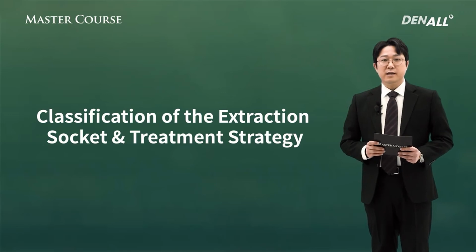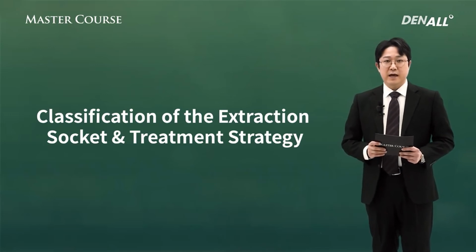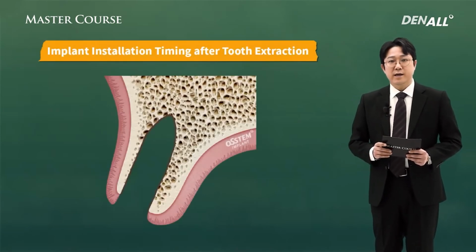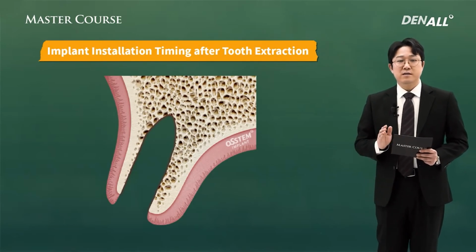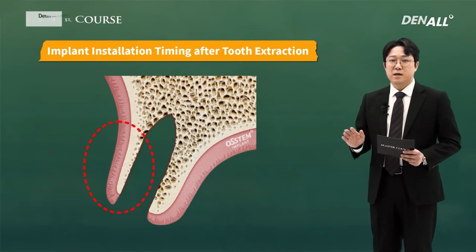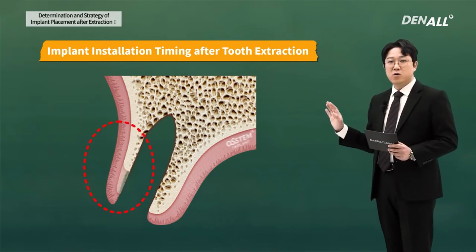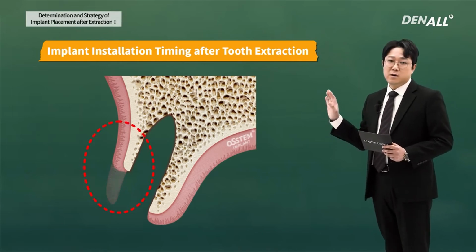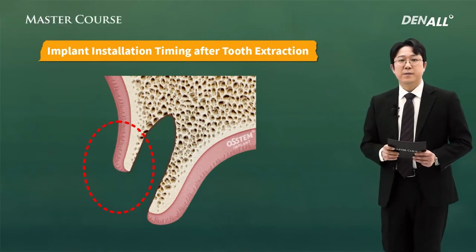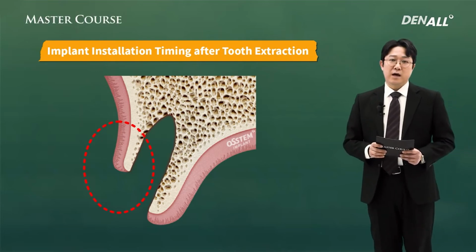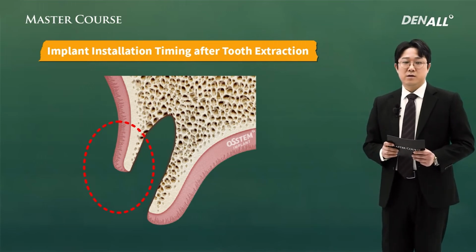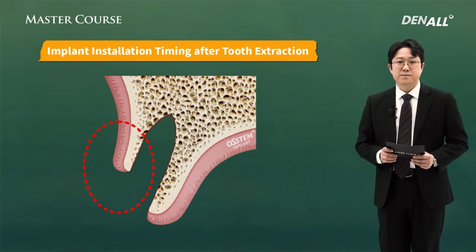Next, I'm going to talk about treatment strategy depending on the socket shape. Earlier, I talked about the 4 categories of placement period, and now I'm going to talk about how they're affected by extraction socket shape. In the case the extraction socket is sound, if there is just bone resorption, and when there's also soft tissue resorption, there is a difference in treatment strategy. So you need to know the classification of extraction socket and build your implant treatment plan accordingly.